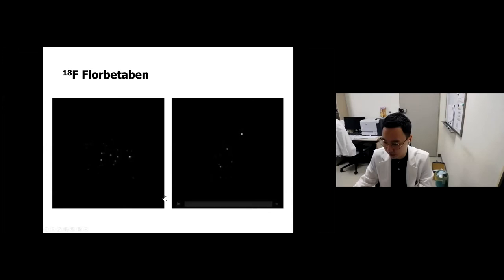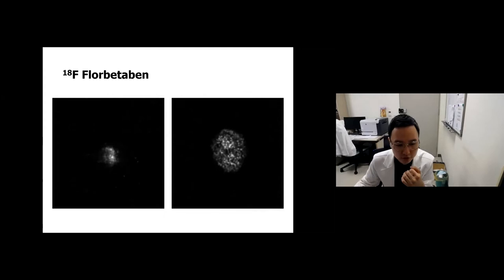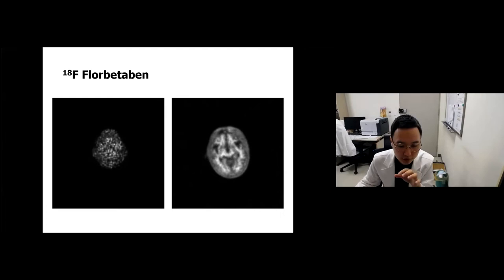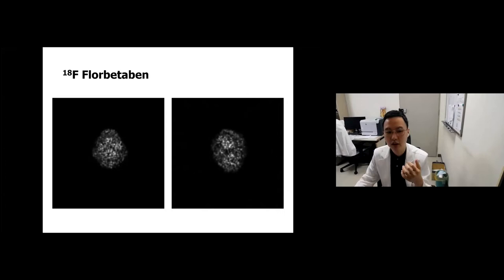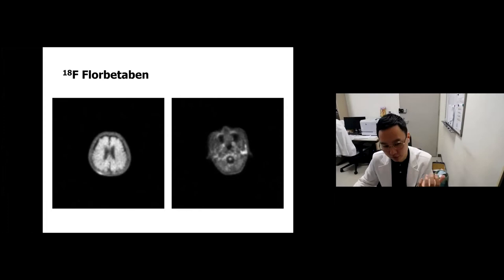As you can see on the left side, there is a diffuse uptake, and the uptake of the cortex and white matter cannot be distinguished. However, on the right side image, you can distinguish the uptake in the white matter and the gray matter, which means that the amyloid plaque deposition is negative in this right side image. So we can interpret this left image as positive for amyloid and the right as negative.